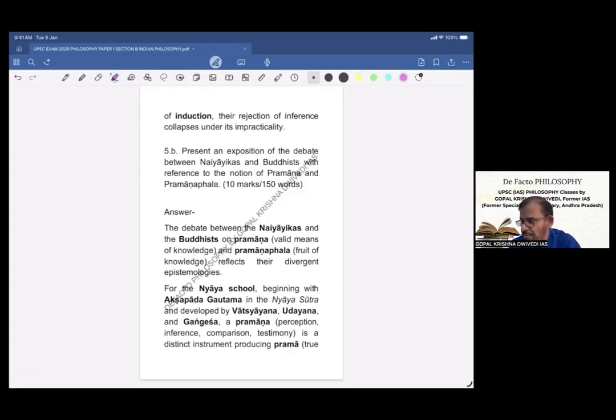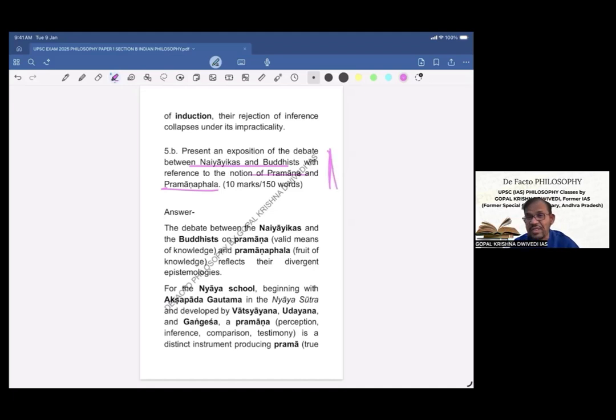Now we'll go to part B, the fifth question. Present an exposition of the debate between Nyayiks and Buddhists with reference to the notion of pramana and pramana phala. So, this is a very, very specific kind of question, and this is a comparative question.